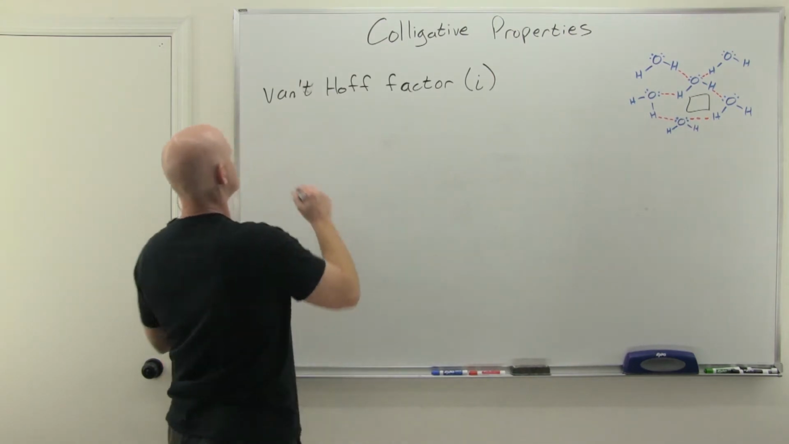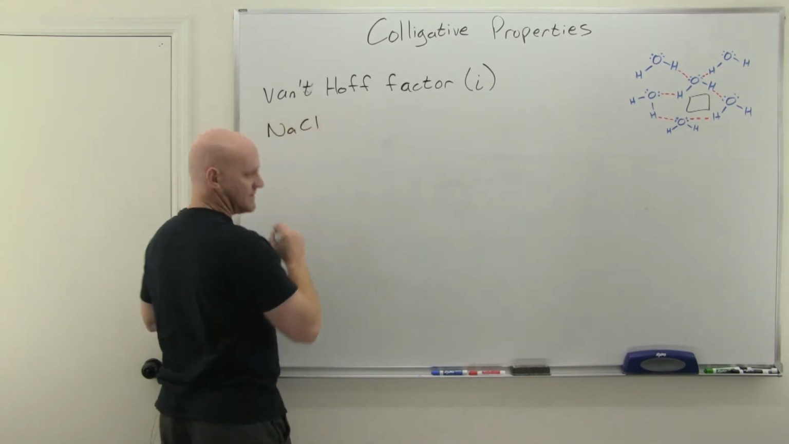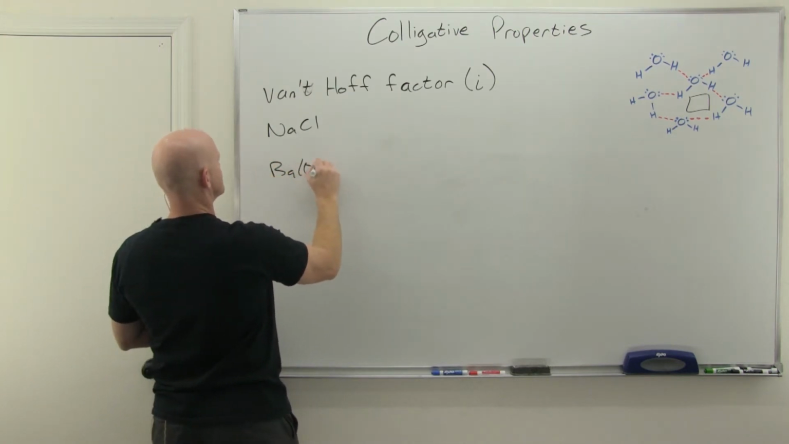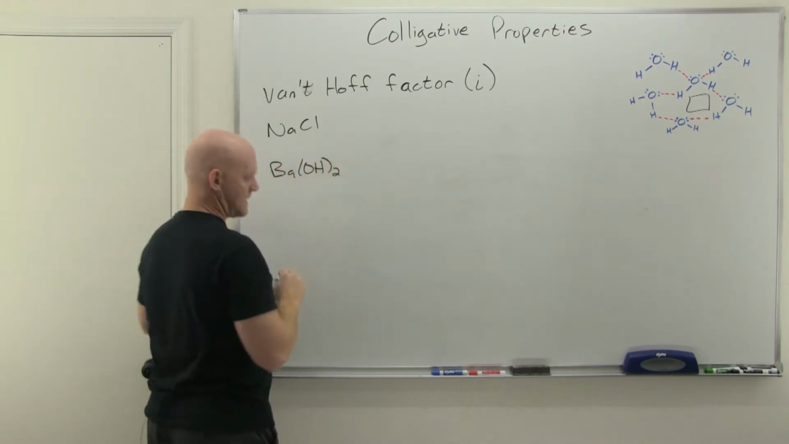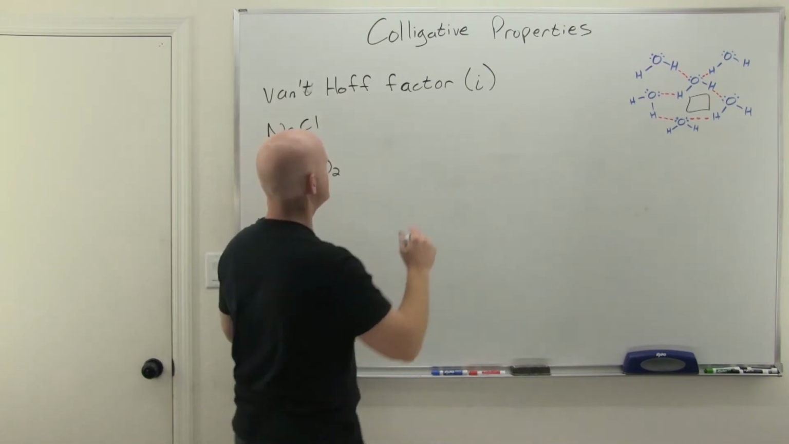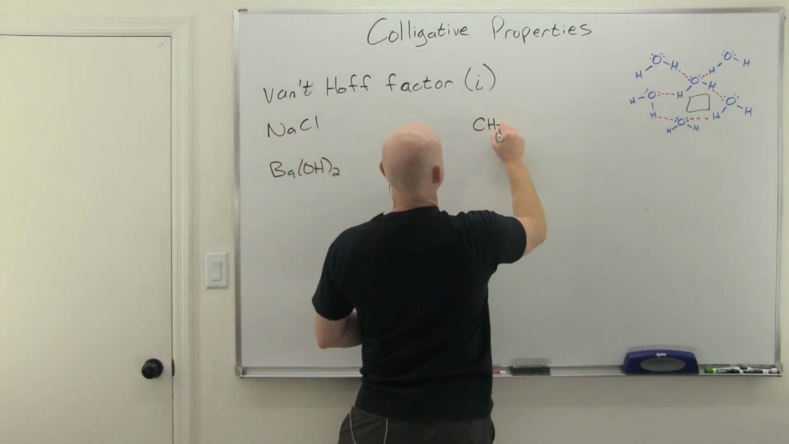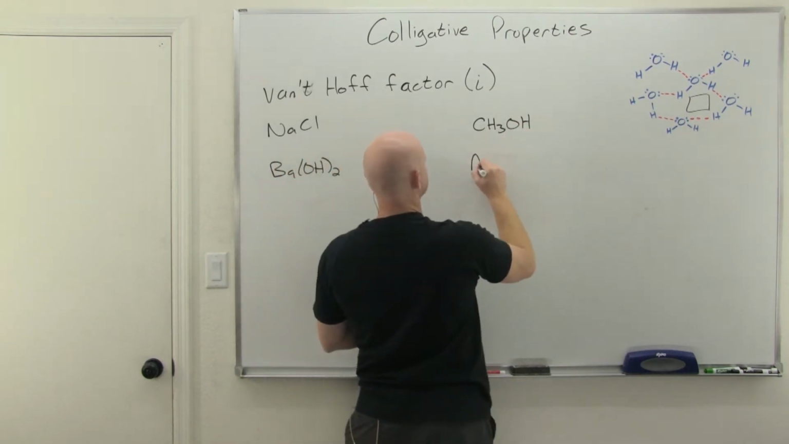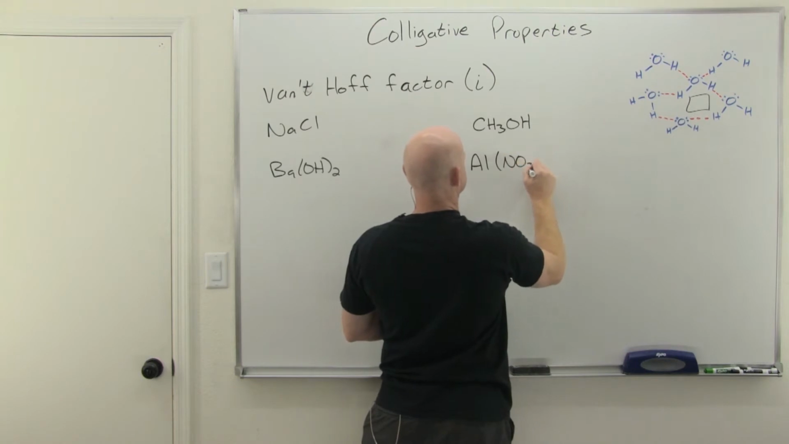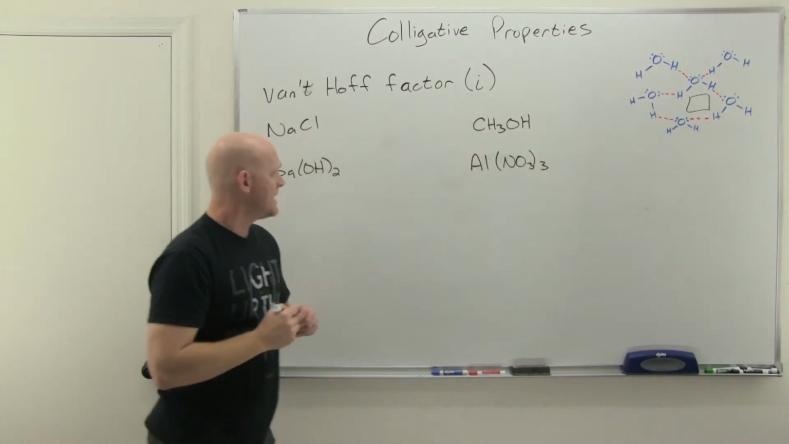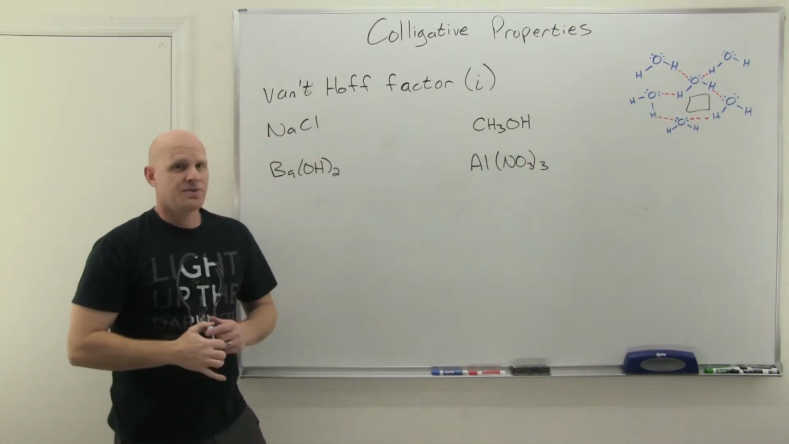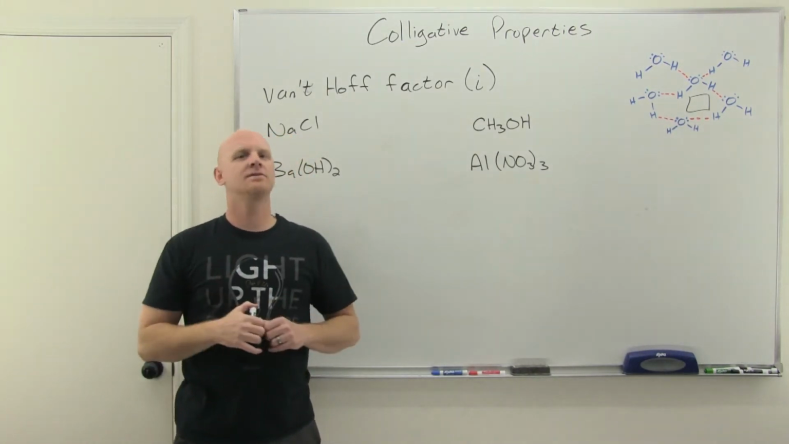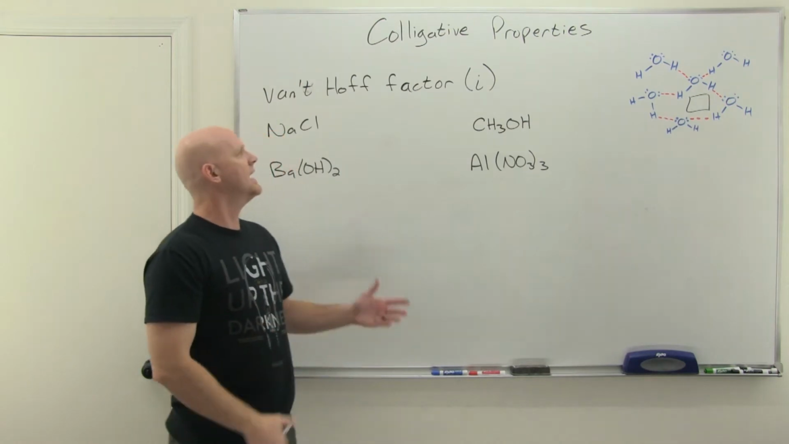So if we take a look at, say, NaCl, and we'll look at barium hydroxide, one of your strong bases. We'll also take a look at methanol. And then finally, aluminum nitrate. All right, so turns out you've got to be able to recognize your electrolytes, and we talked about these way back towards the beginning of this course in chapter 3 or 4.